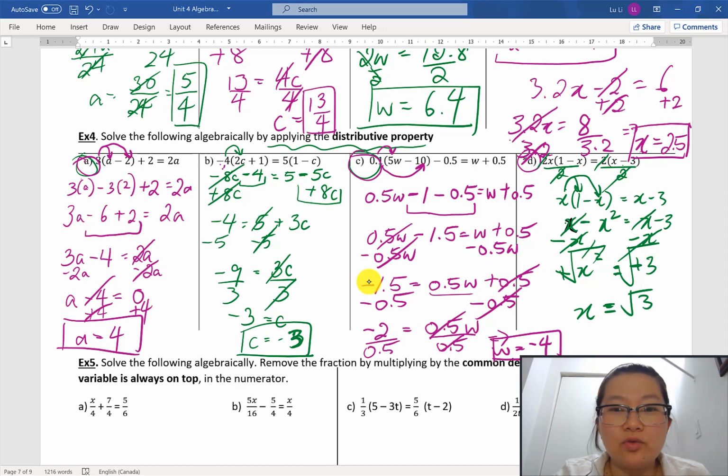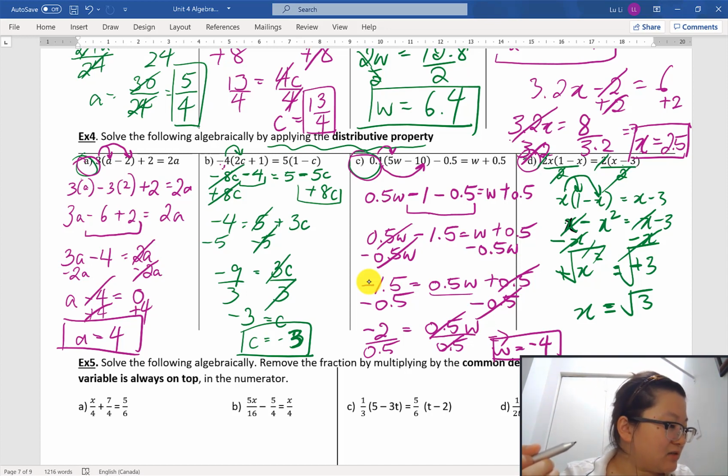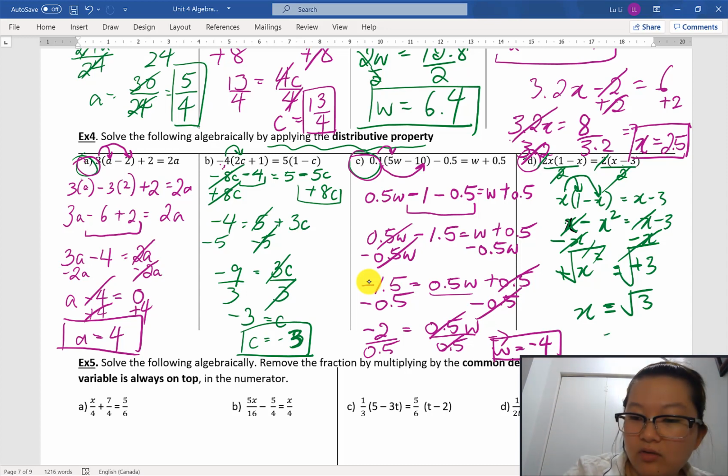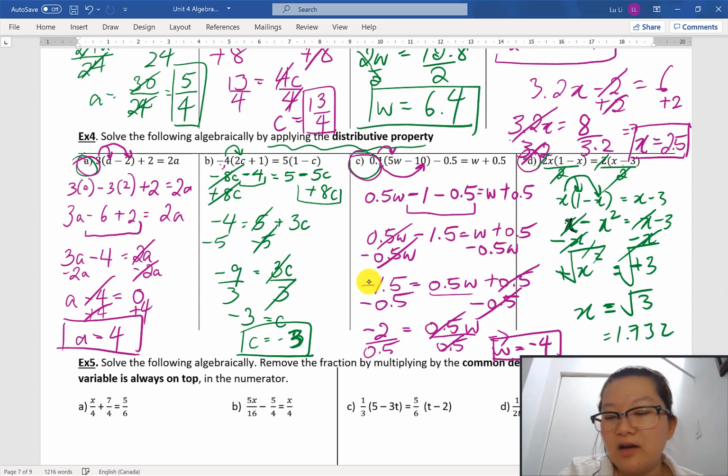Personally, I don't need you to evaluate that. Square root of 3 is perfectly fine. We can just leave it as that. If you want to really put it into your calculator, go ahead. What is that? That's going to be some very long number, 1.732. So I don't care how you leave it.